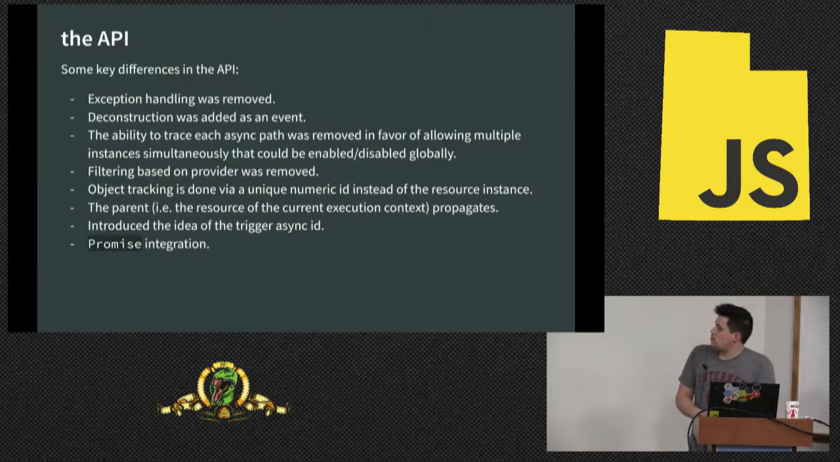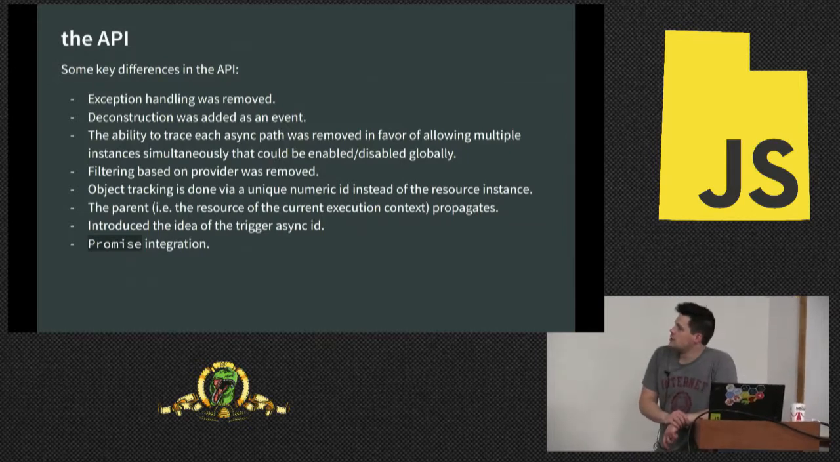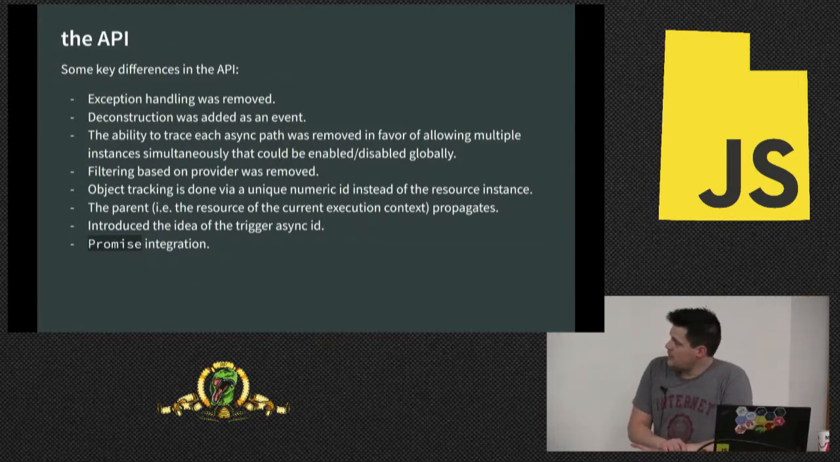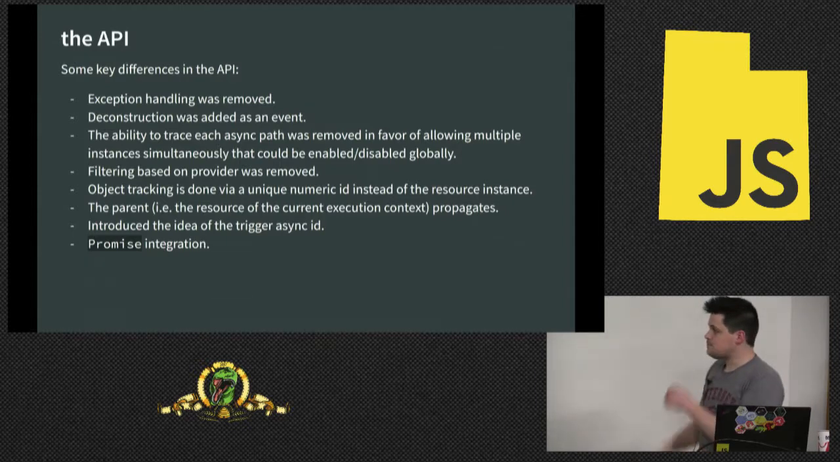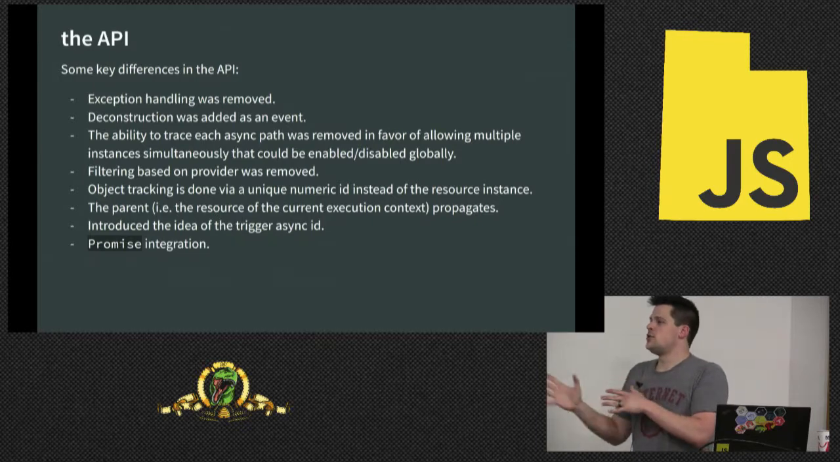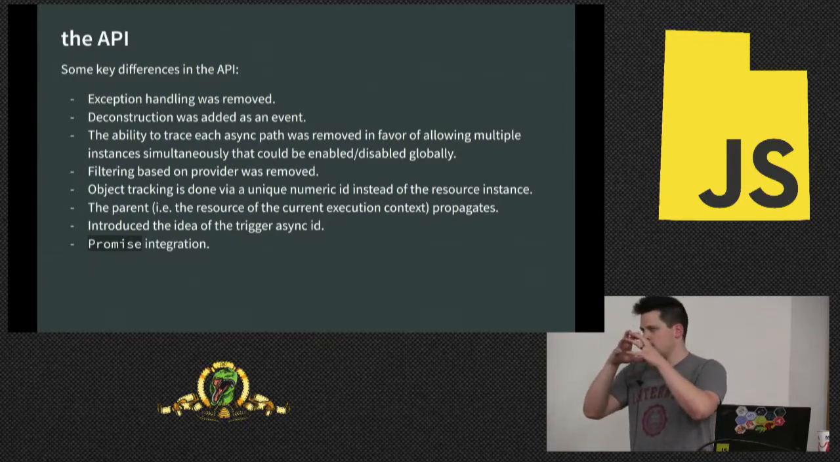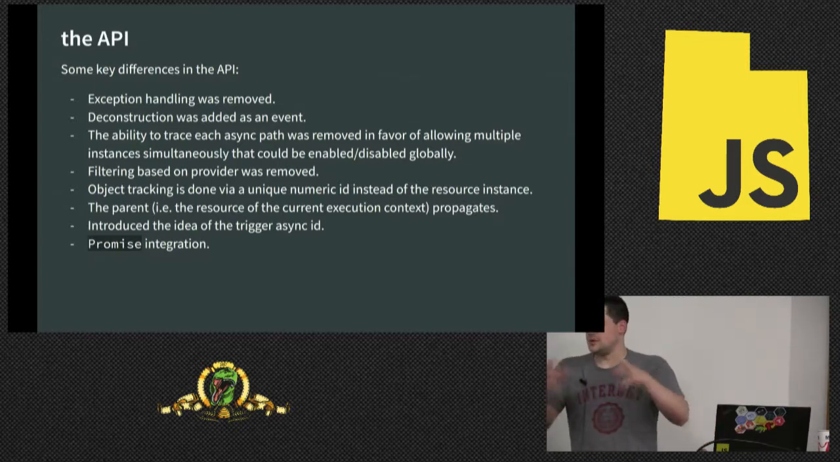Okay, so the differences between the AsyncListener API and the AsyncHooks API: the exception handling was removed, we'll get into that later. The destruction hook was added. The ability to trace each async path was removed. AsyncListener was a single global handler. If you registered something, you would erase what somebody else registered, right? So it was a single thing.